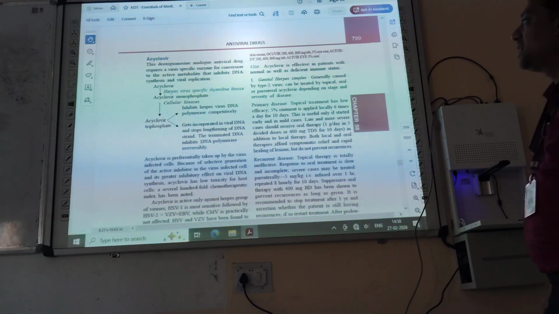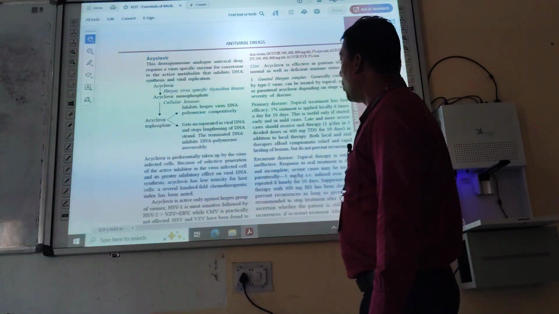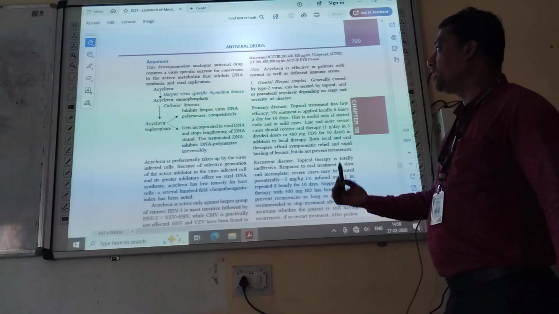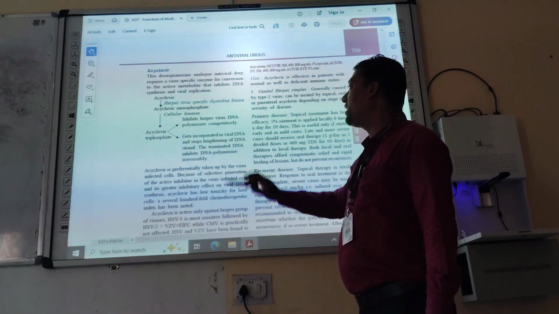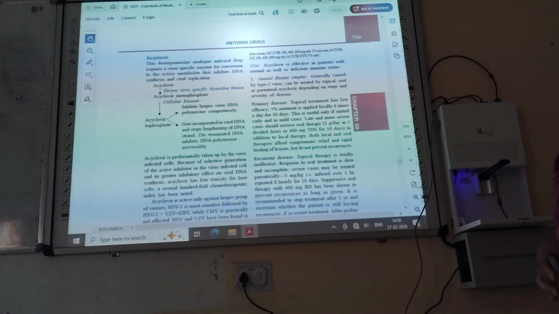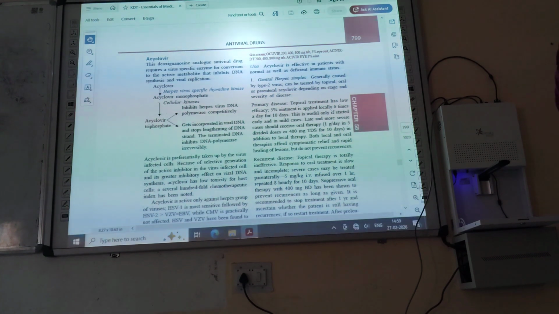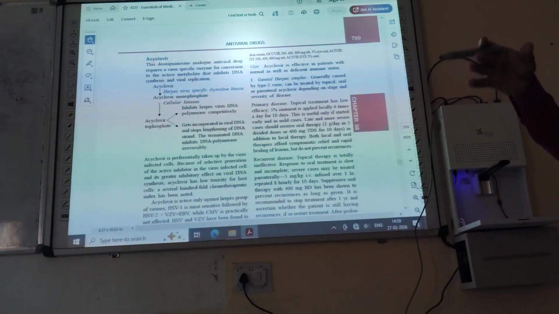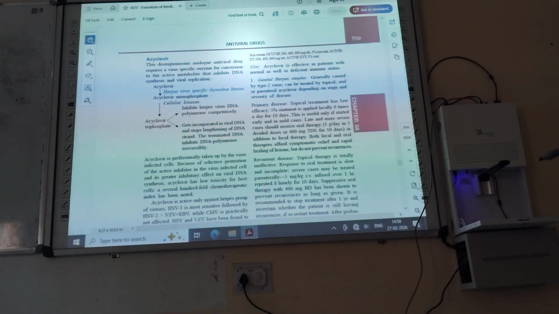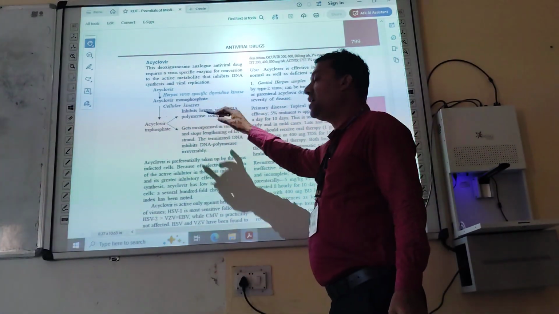Acyclovir triphosphate inhibits herpes virus DNA polymerase completely, and it will get incorporated in viral DNA and stops lengthening of the DNA strand. The DNA strand cannot be lengthened. Further synthesis of DNA will be inhibited or stopped with the help of acyclovir.